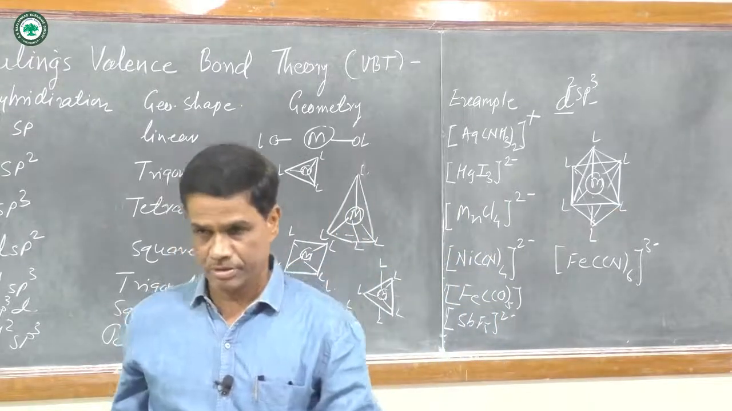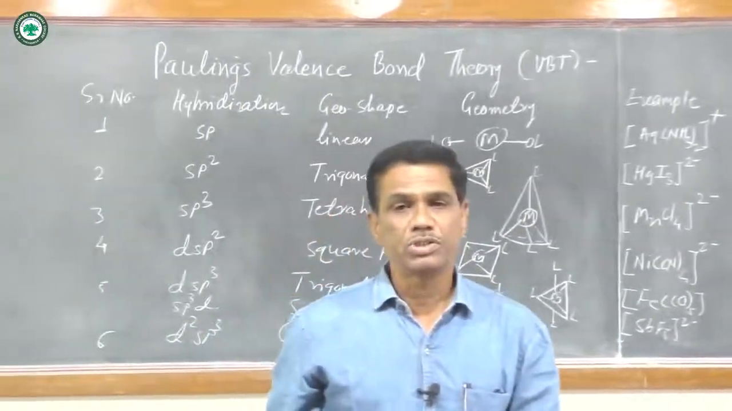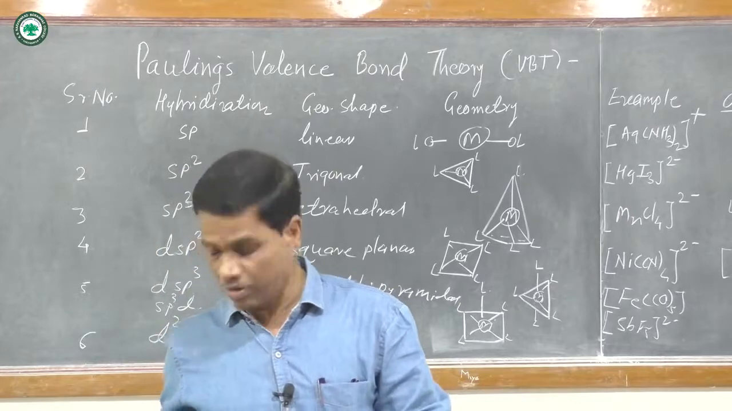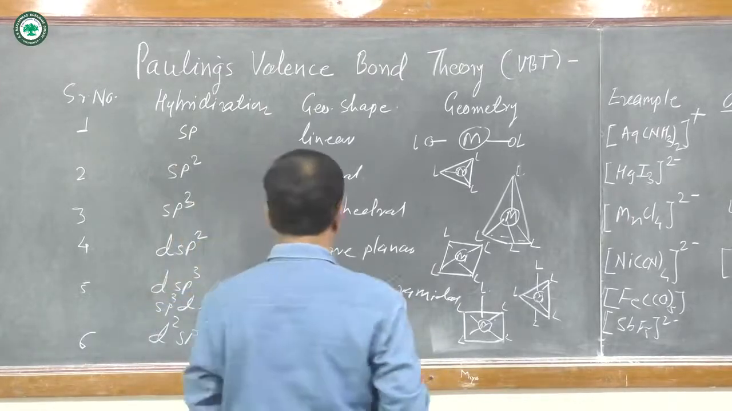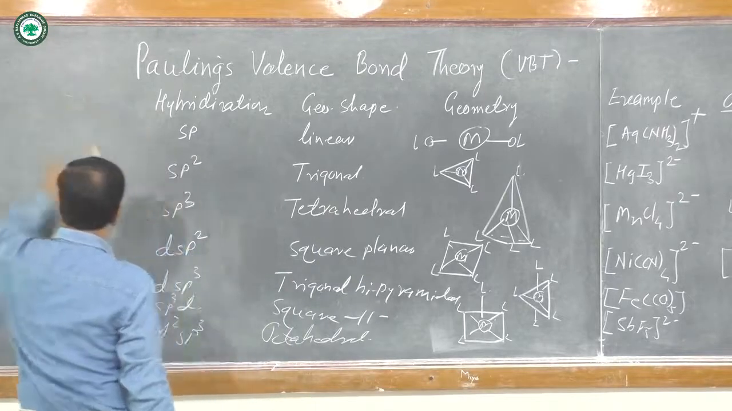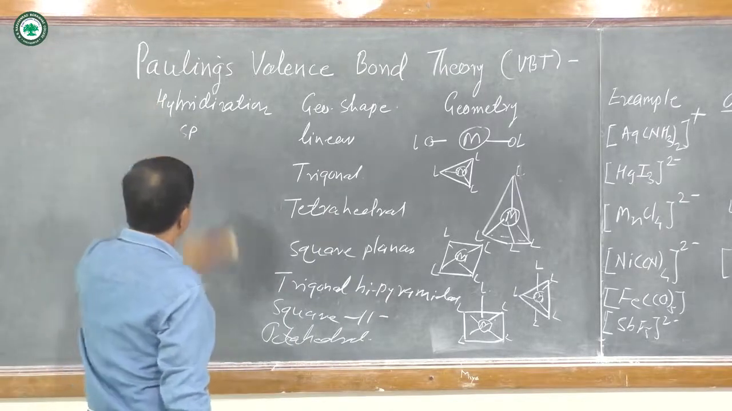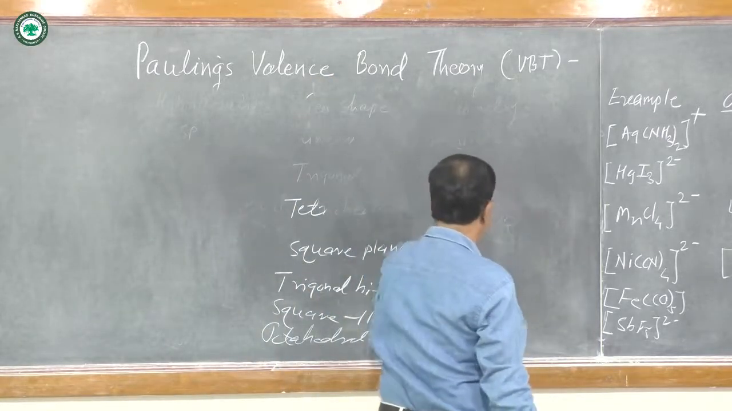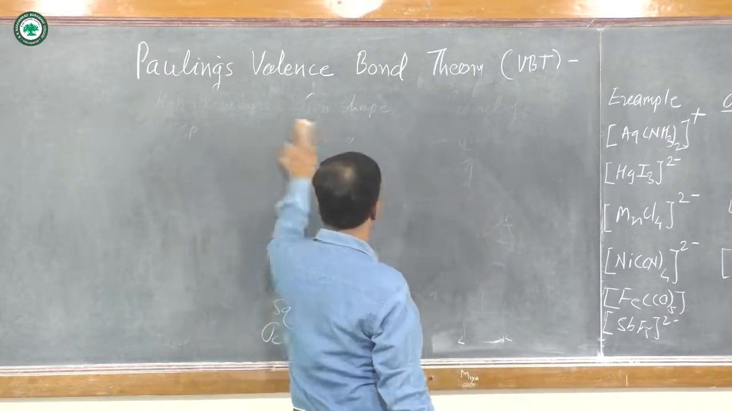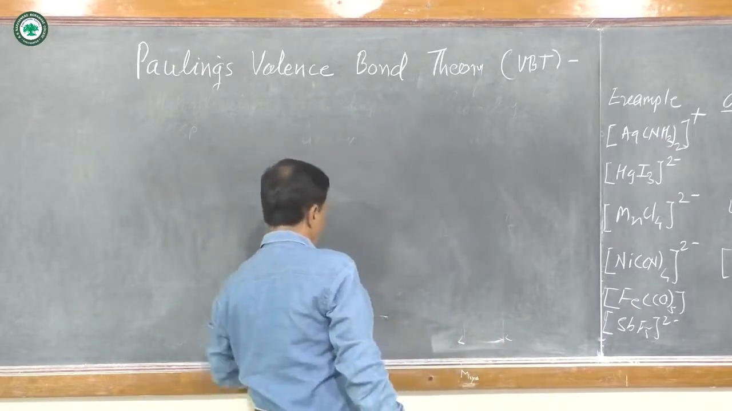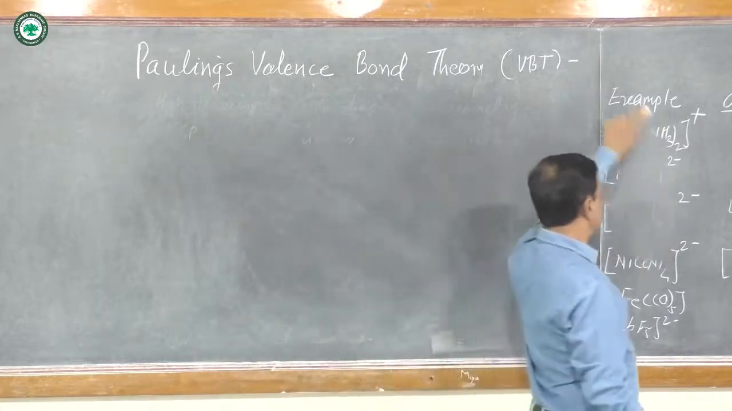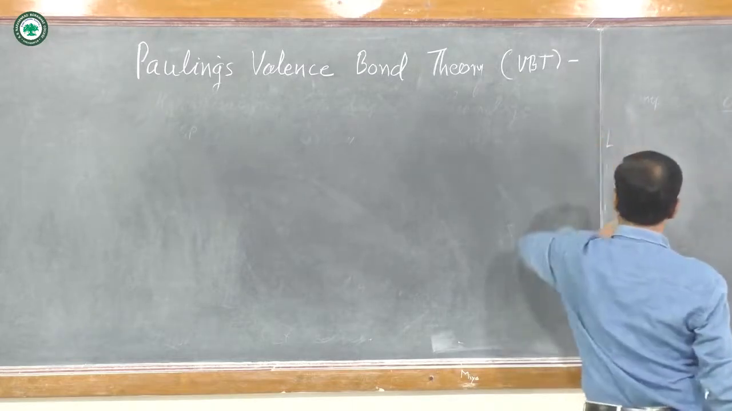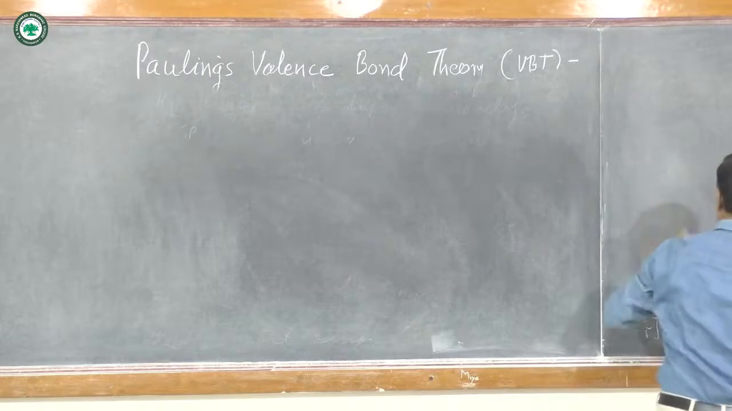From these examples and their corresponding ground state box diagrams, you can determine the number of unpaired electrons, and from that number of unpaired electrons, using the magnetic moment formula to calculate the magnetic moment in Bohr magneton, you can find out the magnetic properties. The next point is magnetic properties of coordination compounds according to the valence bond theory or VBT.